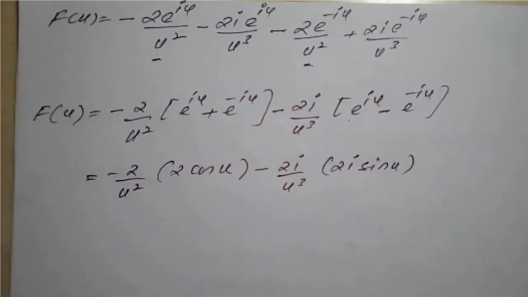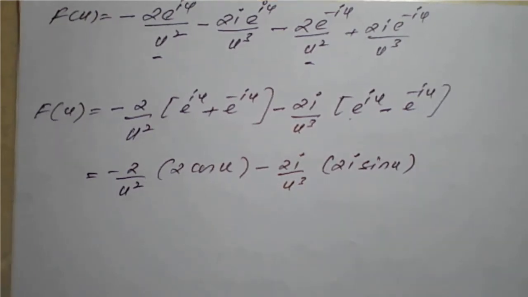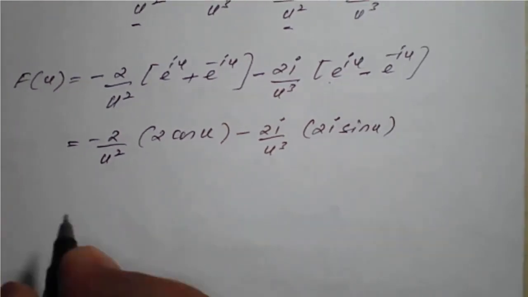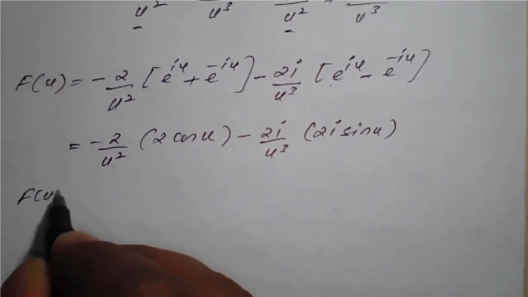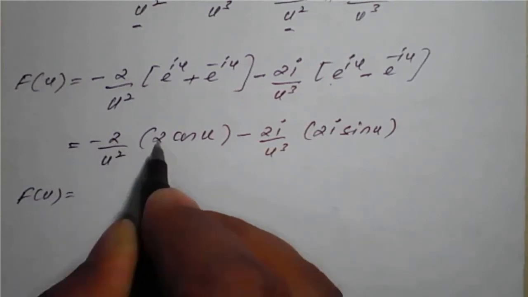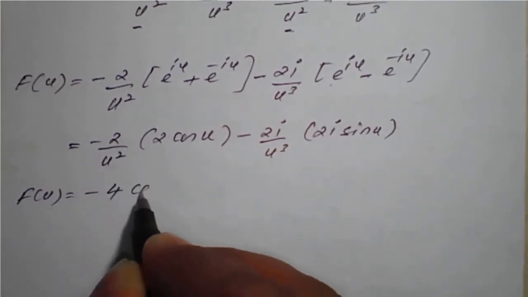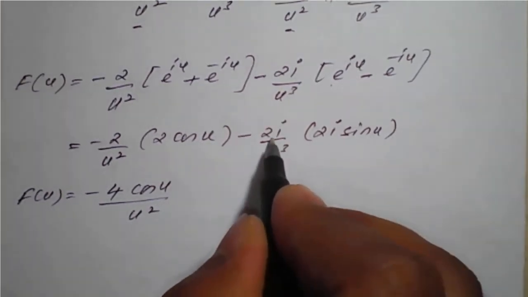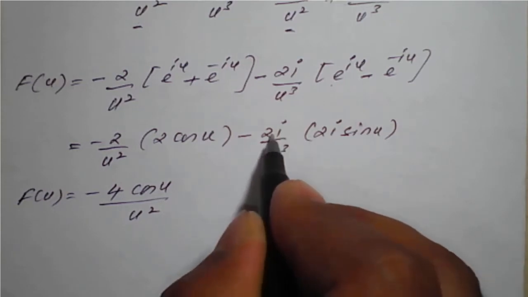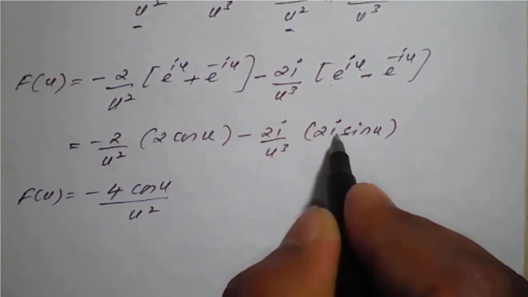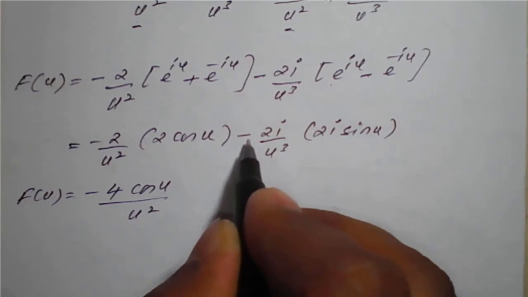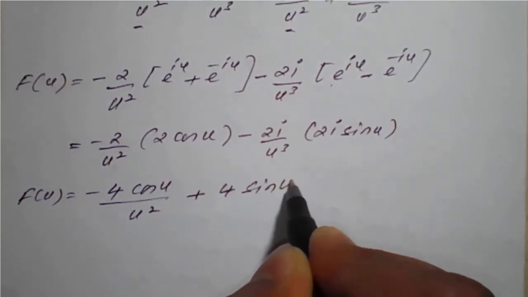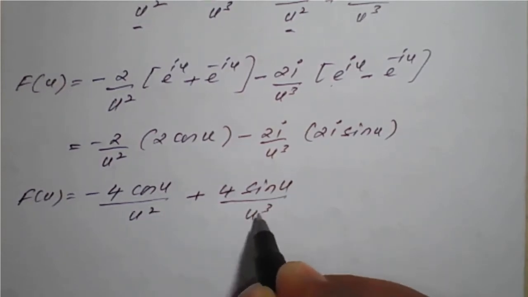So with the help of this we can rewrite it as f of u is equal to minus 2 into 2, it will become minus 4 cos of u divided by u square, and remember here, i into i, these two 2s are 4, but i into i is i square, which is nothing but minus, and this minus and that minus will become plus. So I will write 4 sine of u divided by u cube.